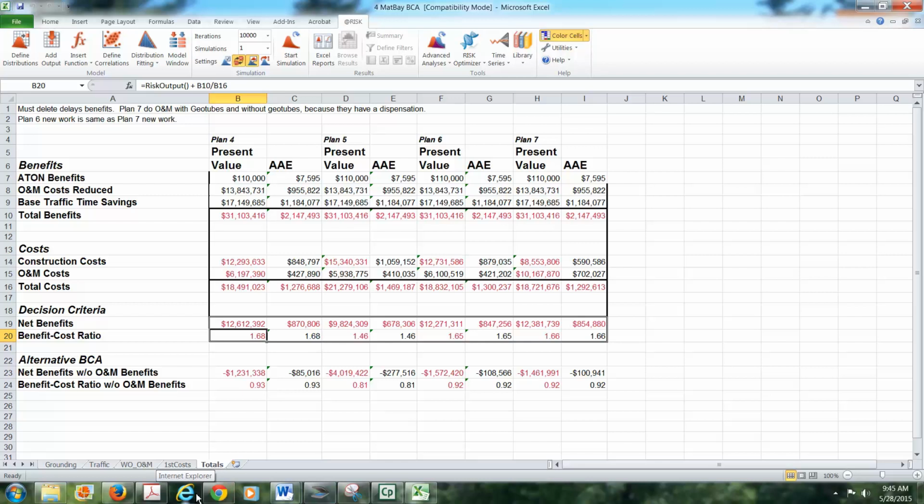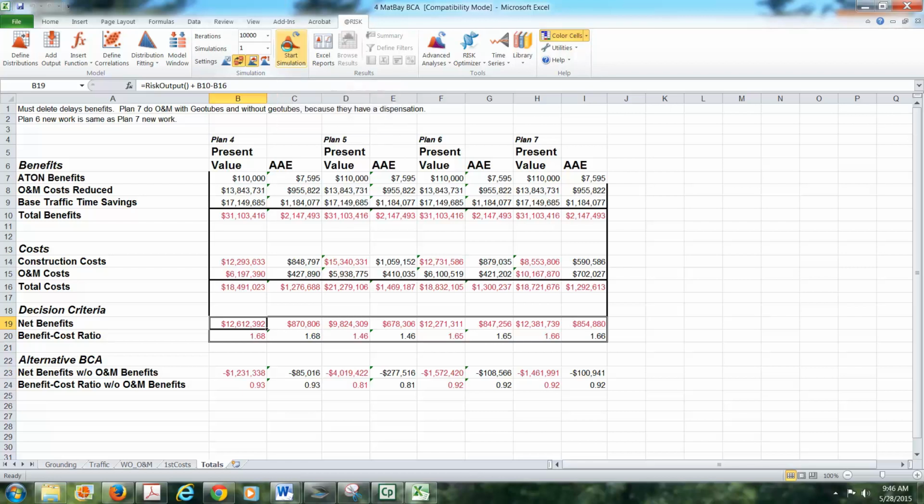So what we're going to do now is we're just going to look at this. We're going to ignore this alternative benefit cost analysis that excluded the O&M cost reductions. So without that, that's looking at the benefit cost ratio. We'll take a last minute peek at that, but for the moment, let's focus on this right here and see how much money this project might make for us.